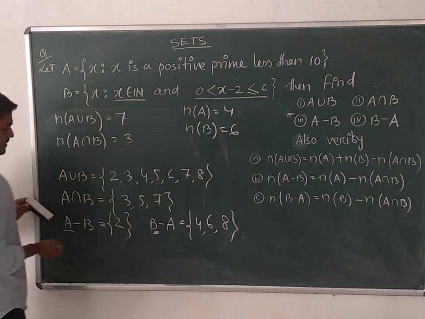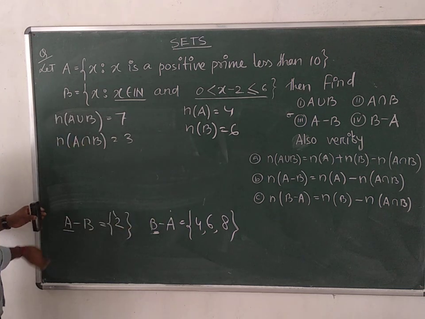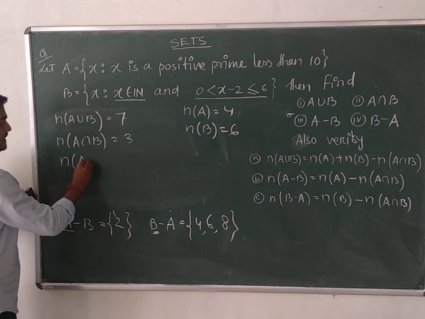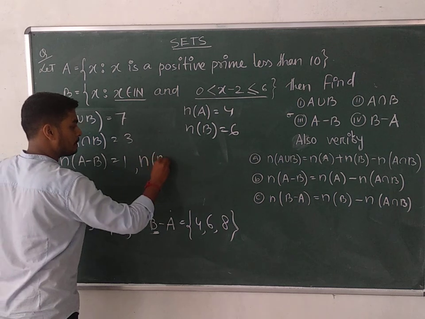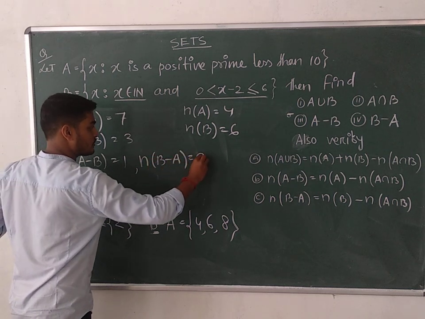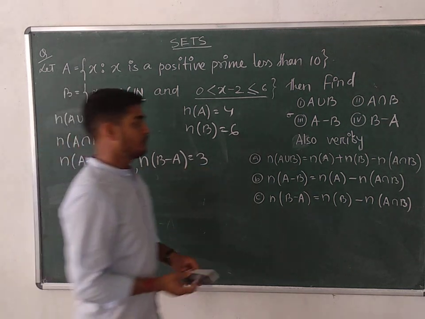Number of elements in A intersection B, I think you have got it. It's 3. Number of elements in A minus B, which is equal to 1. And number of elements in B minus A, which is equal to 3. Now we can easily verify the formulas. Is it true or what?